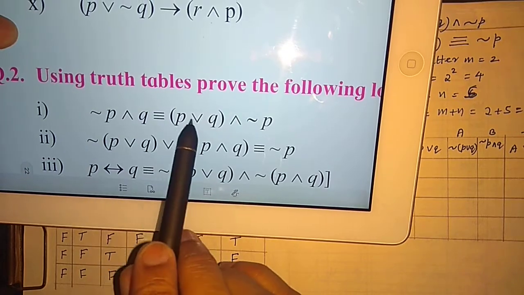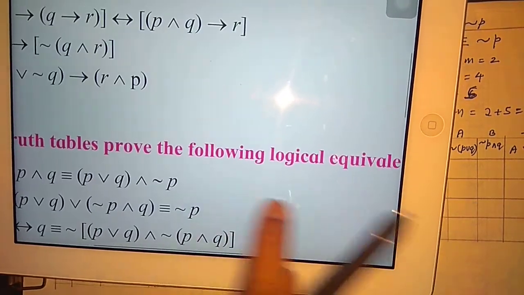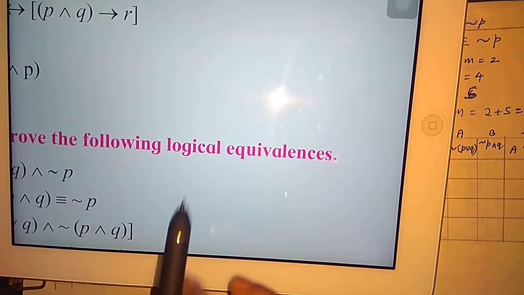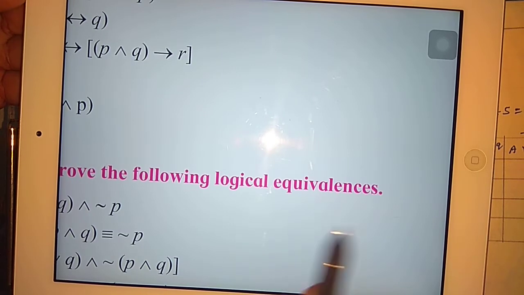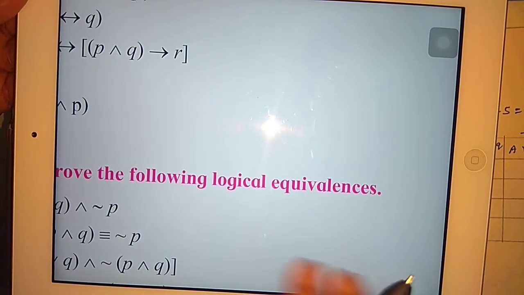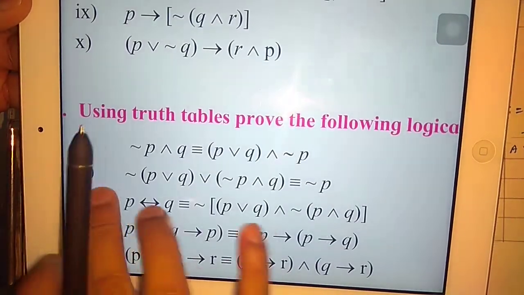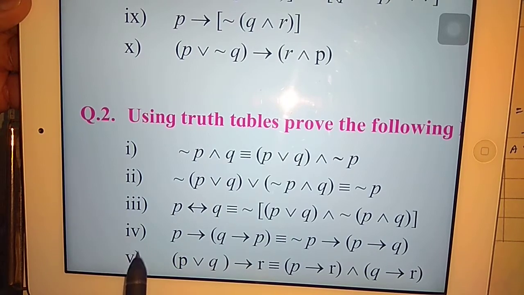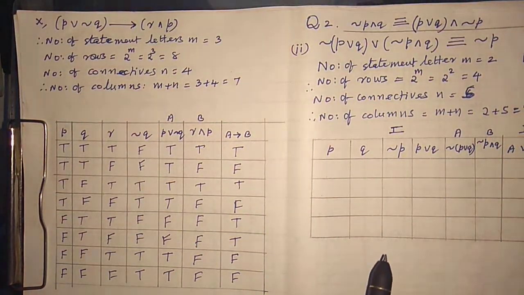Using truth tables, prove the following logical equivalence. Logical equivalence means two statement patterns are having the same values. I will do it and show you, you will understand it clearly. I am doing even questions 2, 4, 6, etc. Other questions you can try.